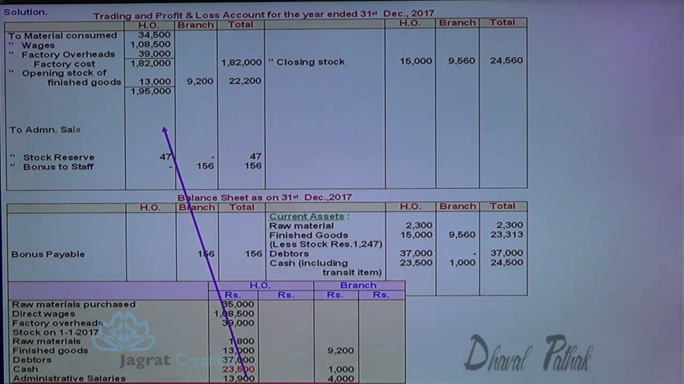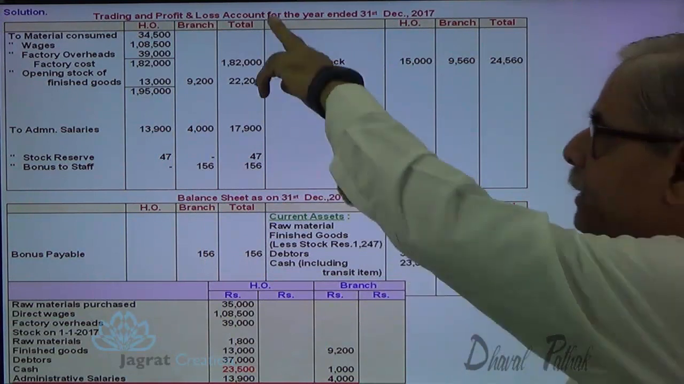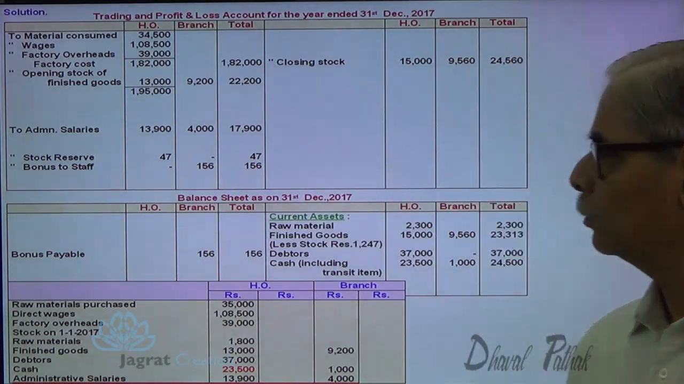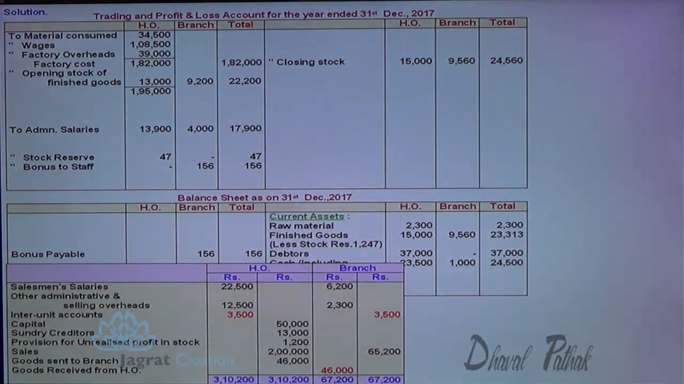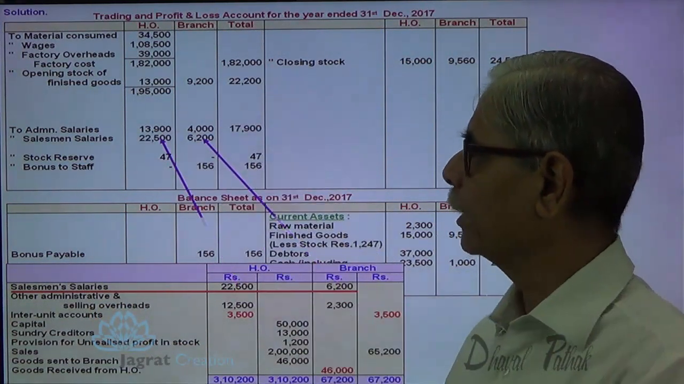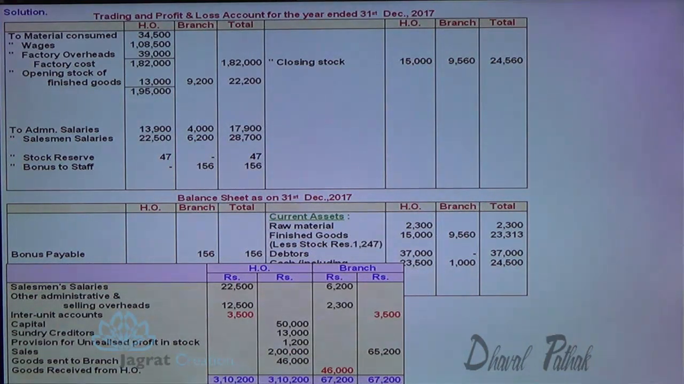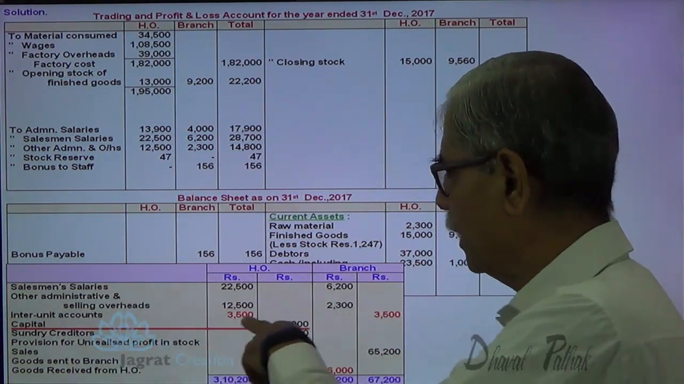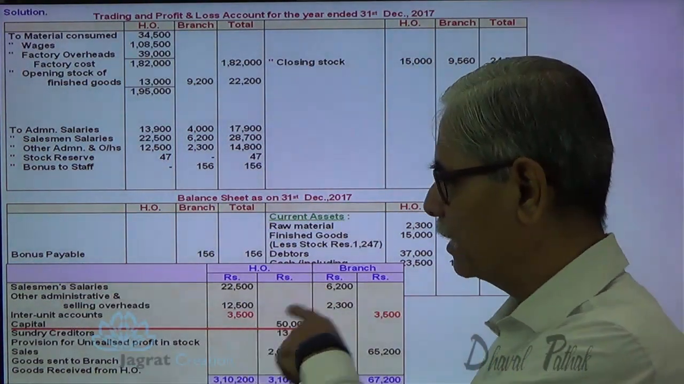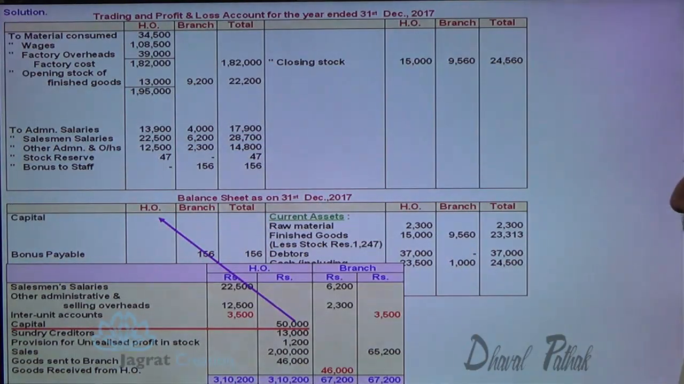Administrative salary debited to profit and loss account. Total is recorded in the combined profit and loss account. Salesman salary debited to HO and branch profit and loss account. Total recorded in the combined profit and loss account. Other administrative and selling charges same way debited to profit and loss account and total is recorded. Inter-units account are already agreed, means reconcile. Capital liability side. Creditors liability side.